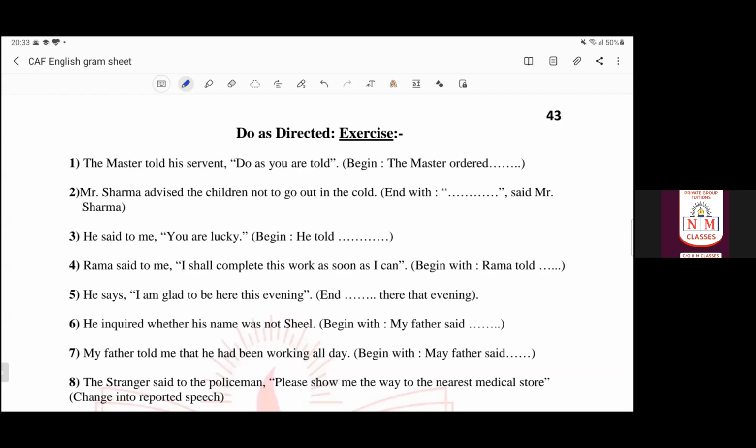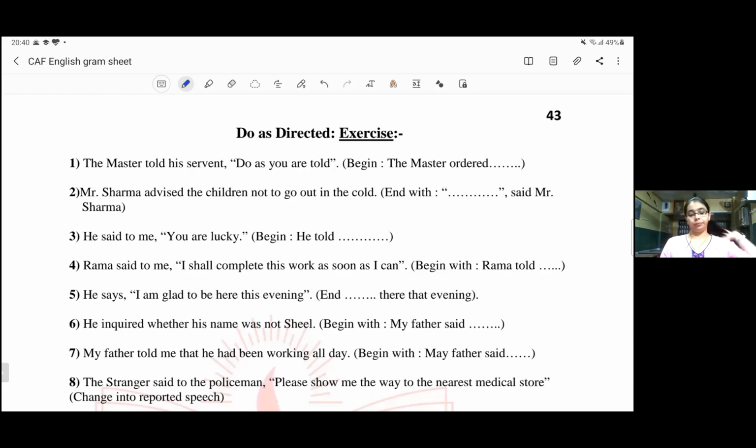You all are trying to write the sentences, the first 8 sentences. I will give you the answers, giving you maximum 4 to 5 minutes. Now I'll be dictating to you all the first 8 sentence answers. Write it down and compare it with what you all have written.